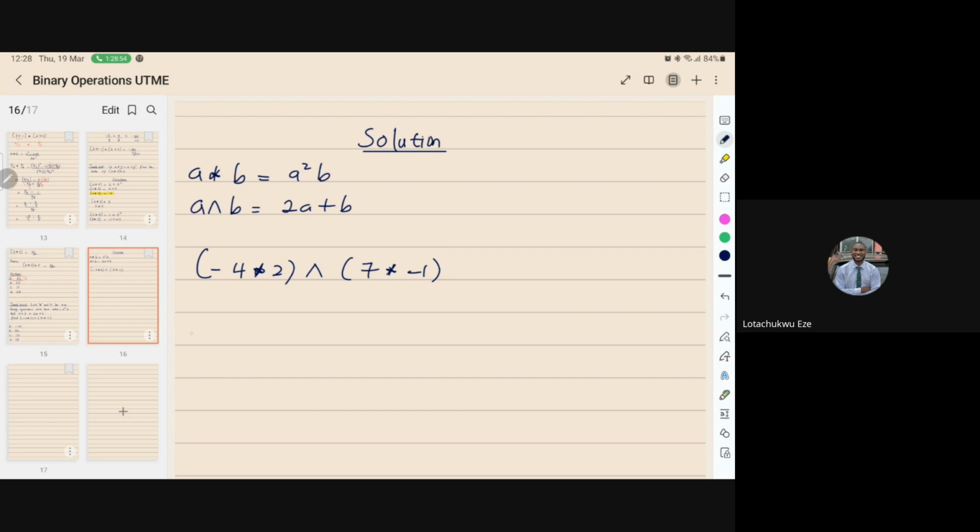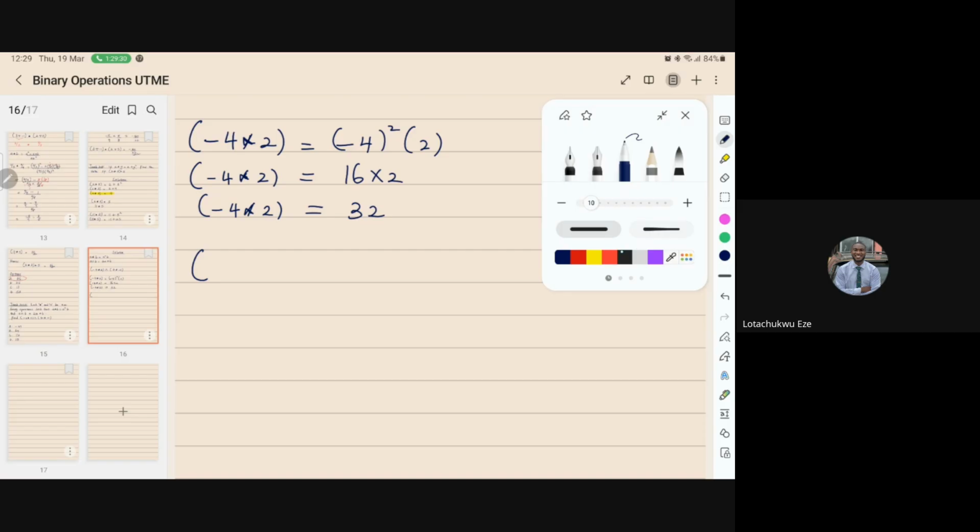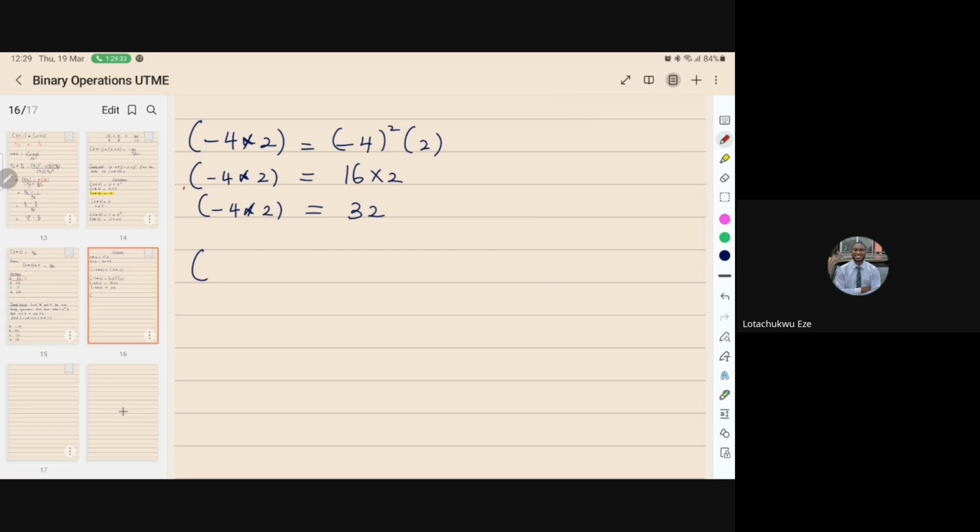Remember your BODMAS. Let's simplify the bracket first. So 4 * 2 will be equal to, A is 4 rather, then B is 2. So this simply represents 16 multiplied by 2. So this is equal to what? 32. So that said, it means that minus 4 * 2 is equal to 32. Let me quickly box that and keep it safe.